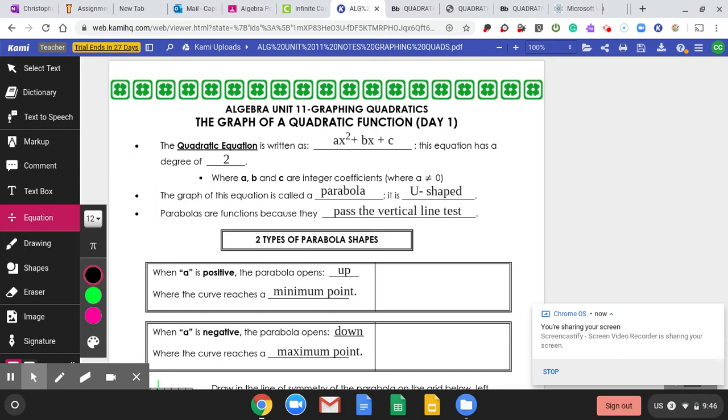Okay, here's a new unit. We're going to be talking about quadratics. So make sure you guys are taking the notes.